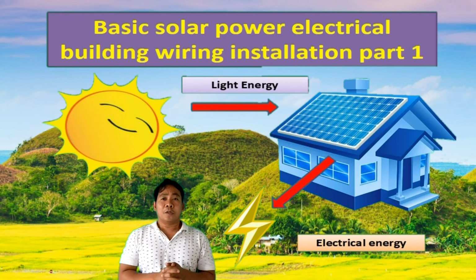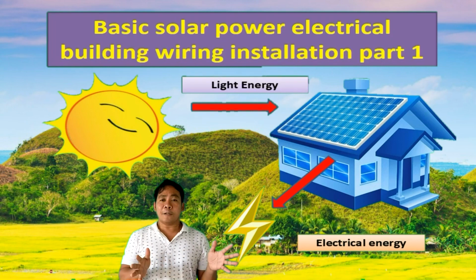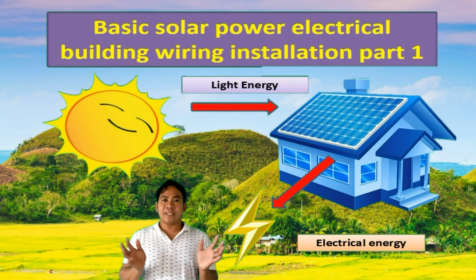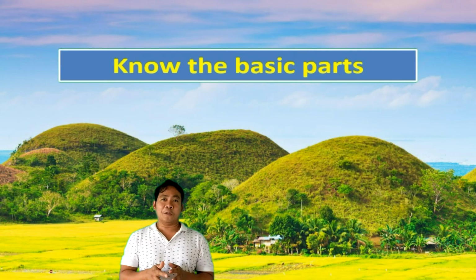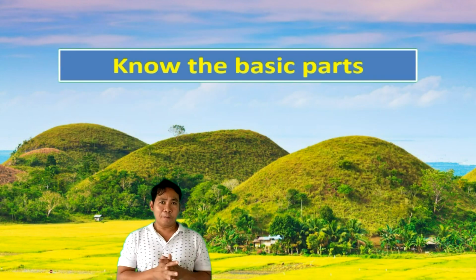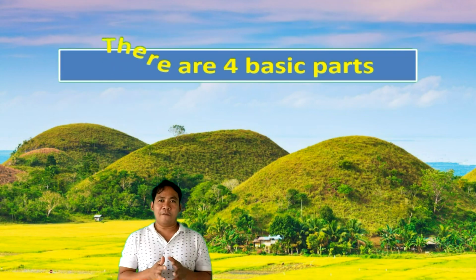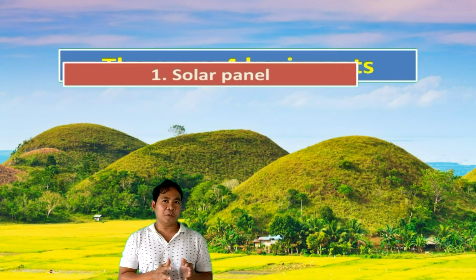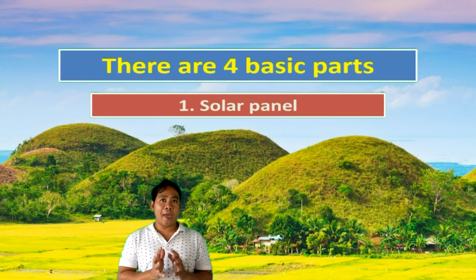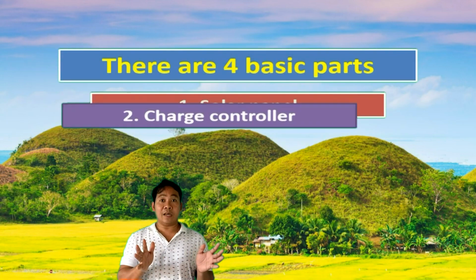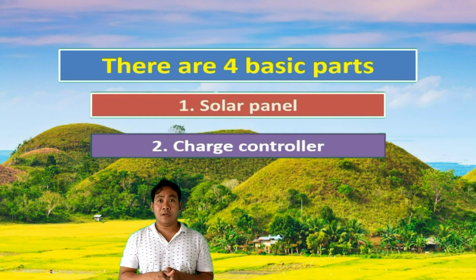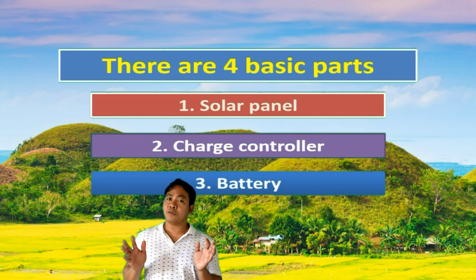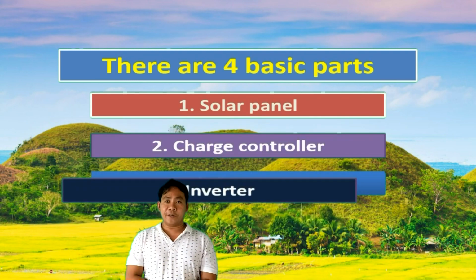So let us first orient the basic parts. There are 4 basic parts of our solar energy project. One is the solar panel, second is the charge controller, third is the battery, and the last one is the inverter.